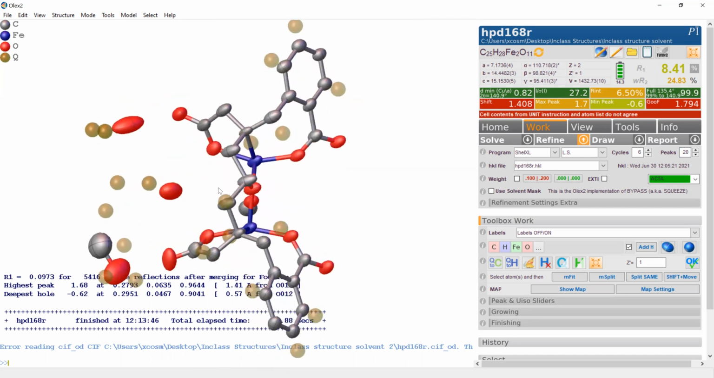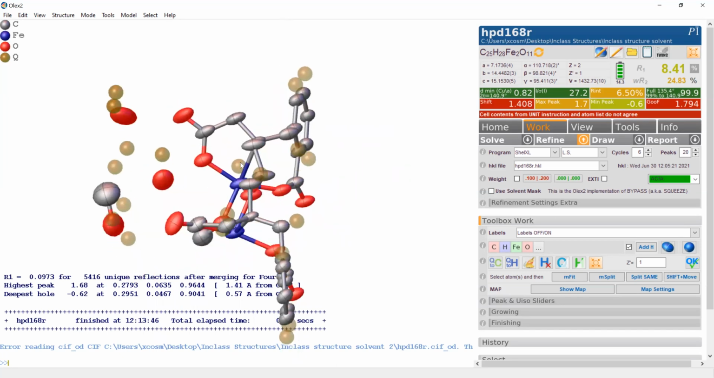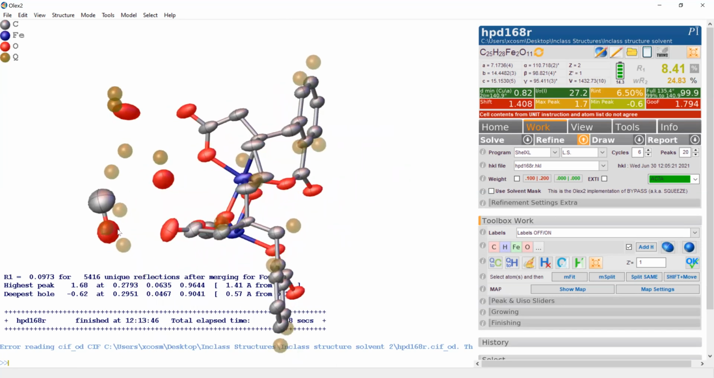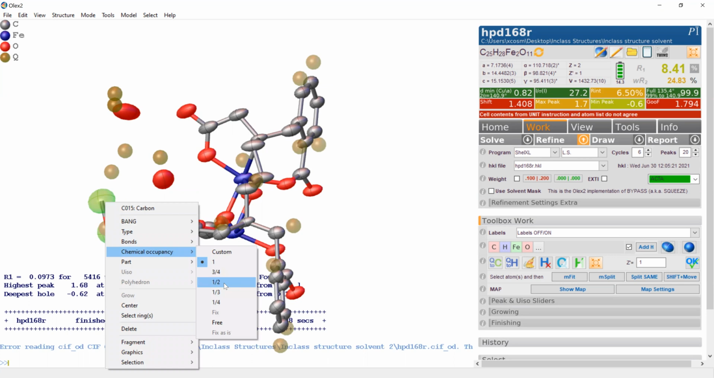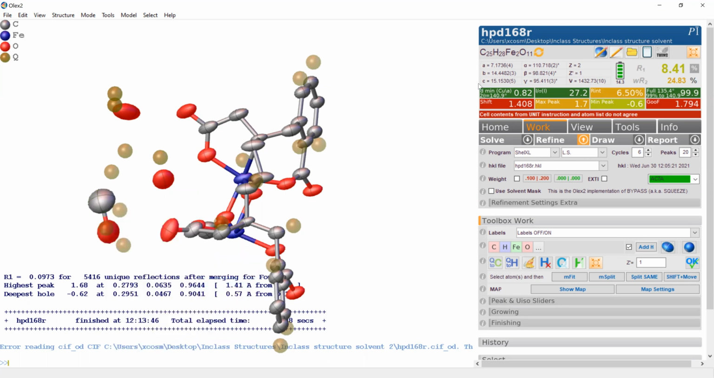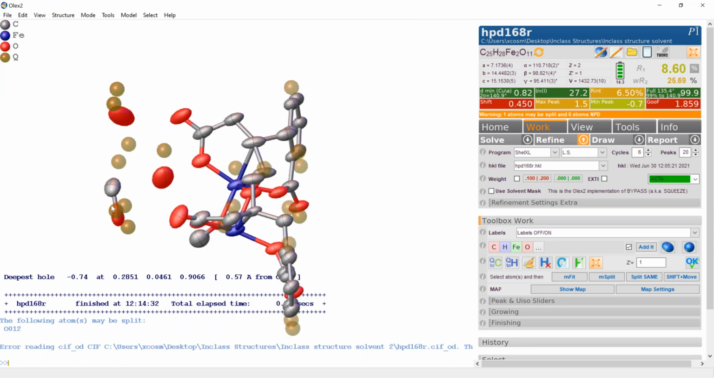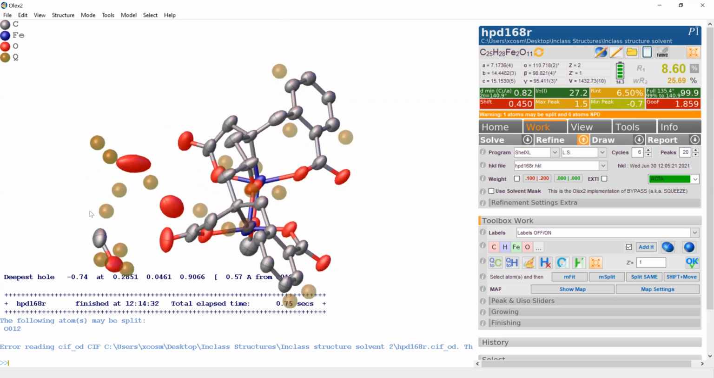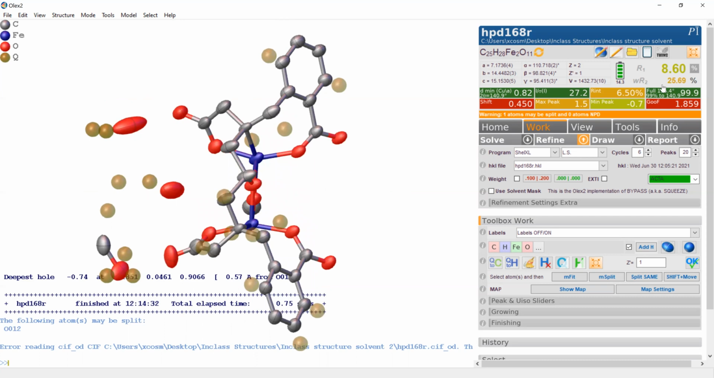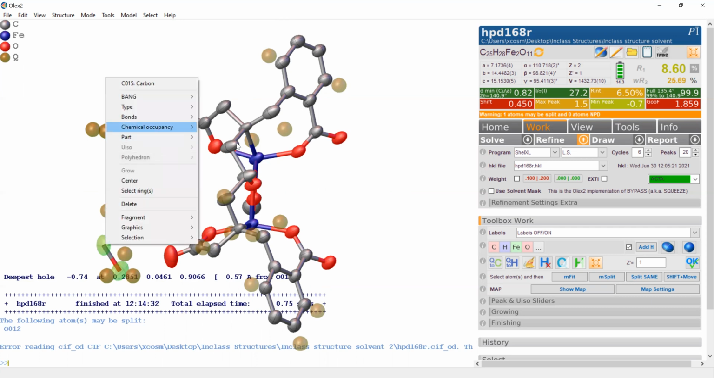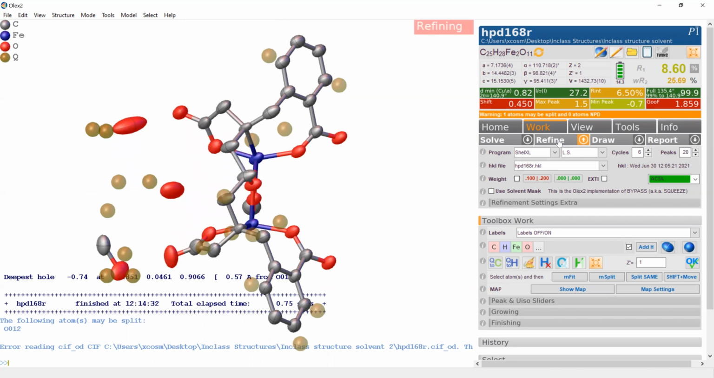You can see there's a little bit of disorder in this structure because the ellipsoids are a little bit elongated. You also notice that the ellipsoids on this methanol are a little bit big. This would be an indication that you could reduce the occupancy of this methanol atom. So I'm going to reduce it to 1/2 first to see how it refines. It looks a little bit better at 50%, but our R factor went up just a bit. So I'm going to go back and try it at 75% occupancy.